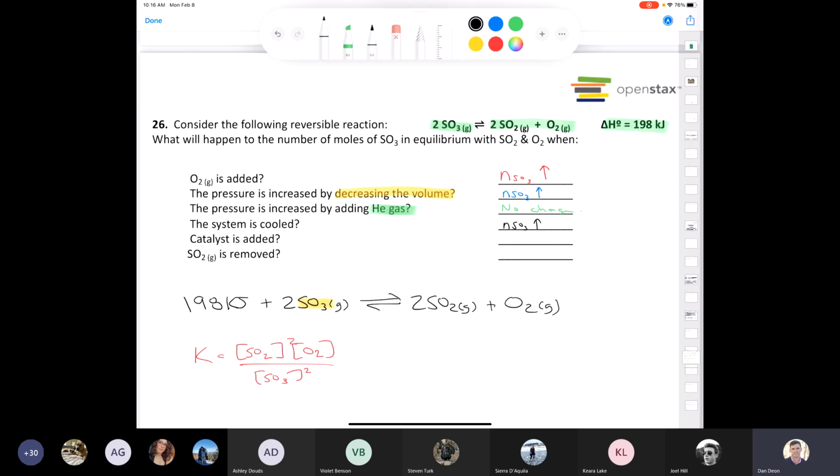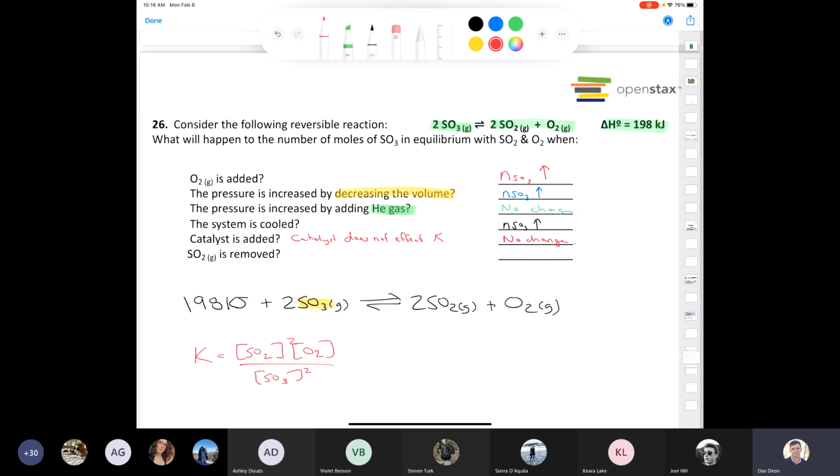Next one is if a catalyst is added. What happens when we add a catalyst? What will happen to the number of moles of sulfur trioxide? Exactly. Zilch. No change. Because a catalyst does not affect K, big K.